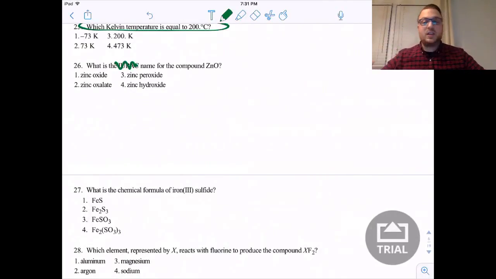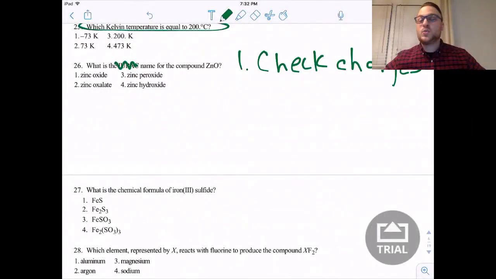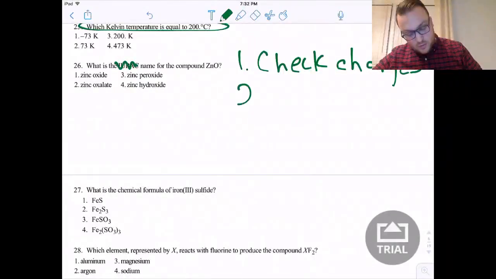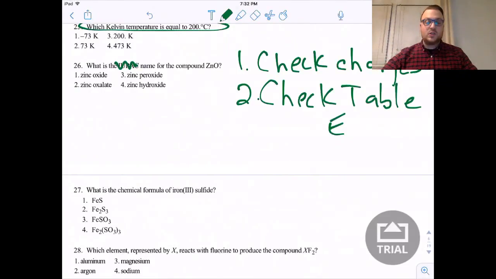And as soon as you see naming something, you have to either check their charges. So always check your charges. And this is going to be super, super important in third quarter, because when we're doing chemical reactions and these substances are exchanging atoms with each other, you're going to have to either name them or write their formula or something where you have to check their charges in some way. 2, check table E. Those are the two most important pieces of information I can give you when it comes to naming.